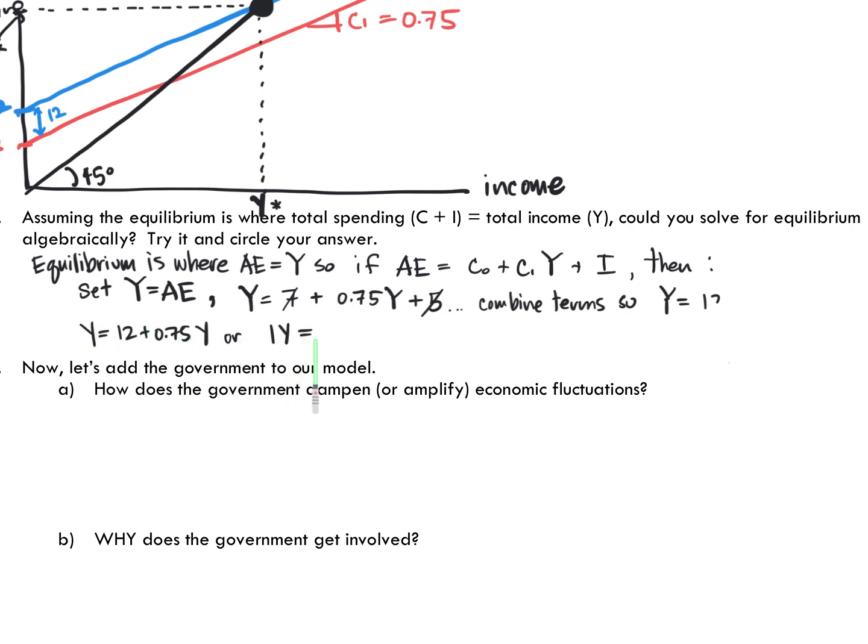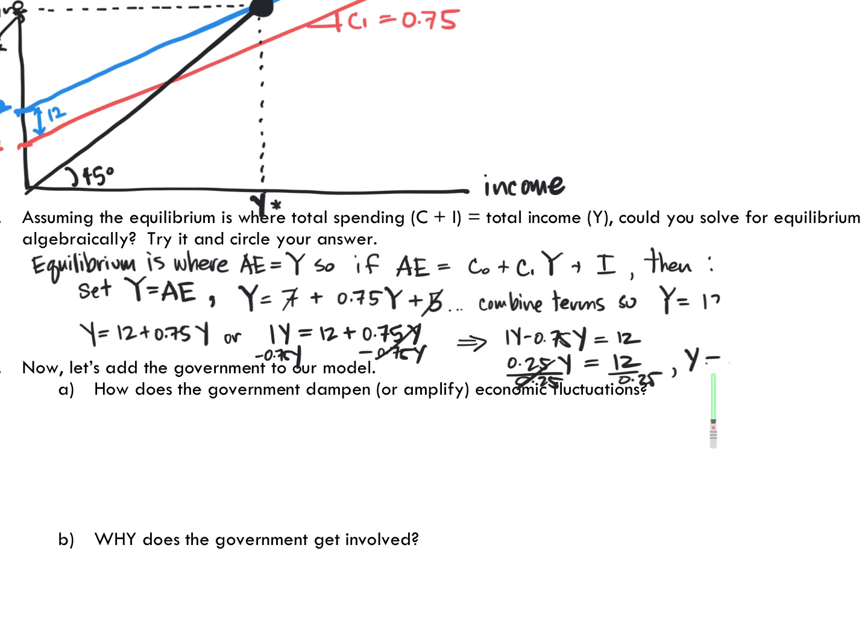And continuing to solve algebraically, subtracting 0.75y from both sides, getting you to 0.25y equals 12. Divide both sides by 0.25, and you get Y equals 48.